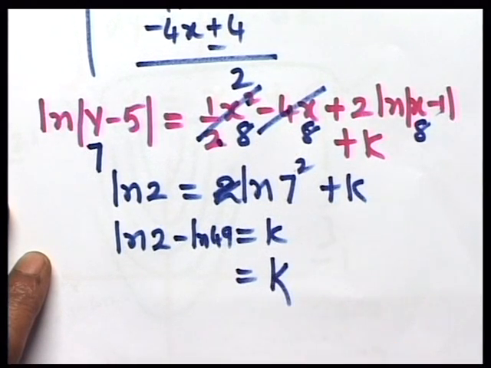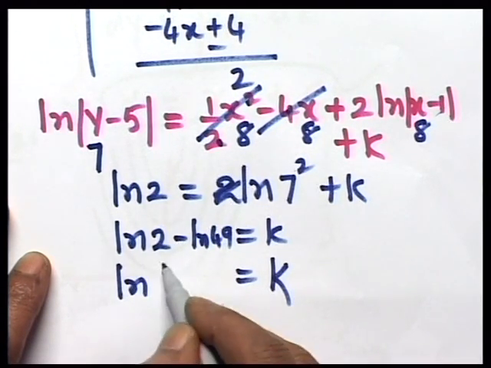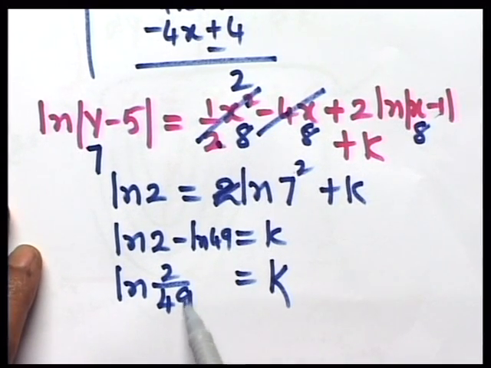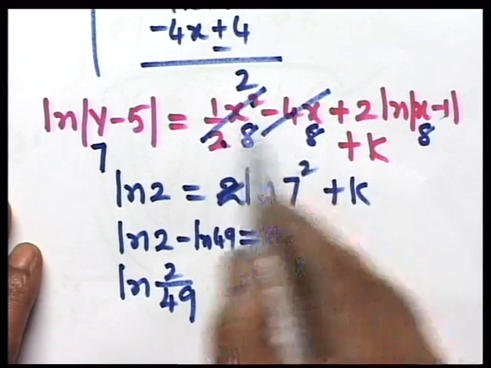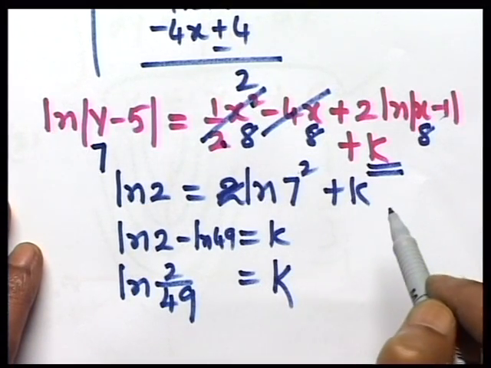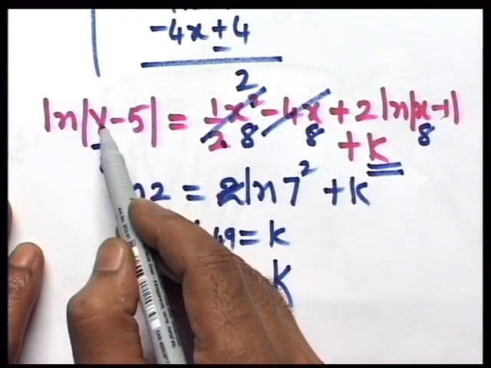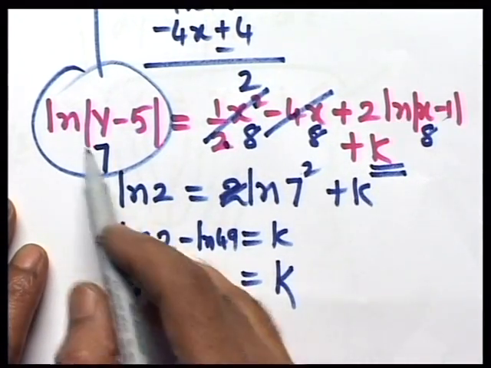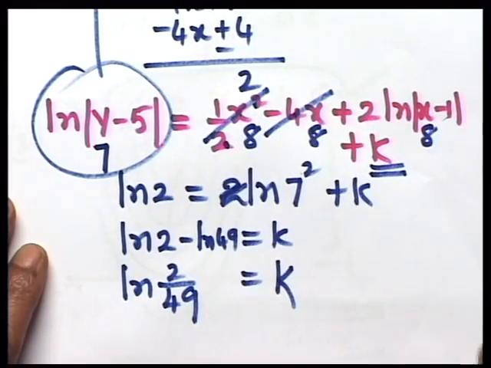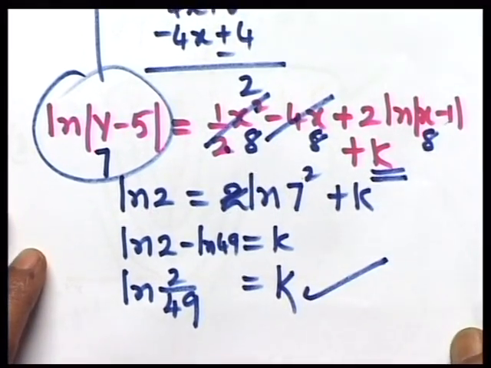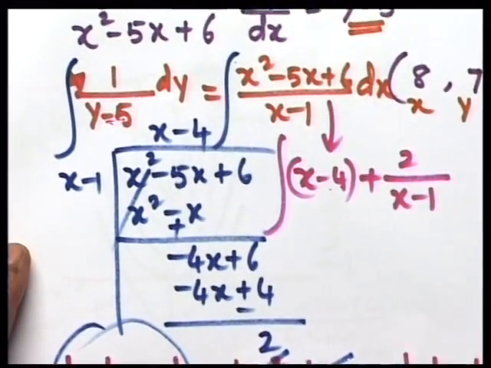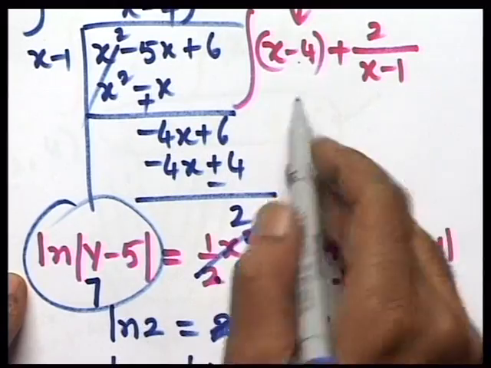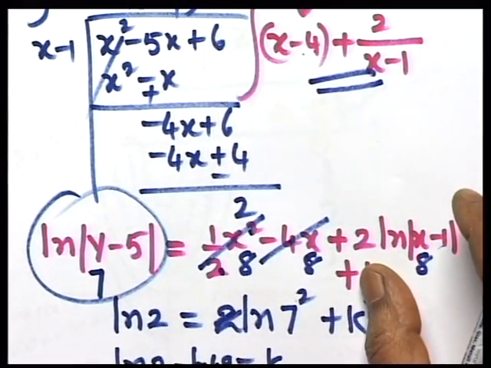So k is now natural log 2 out of 49, right? Once we know that it is 2 out of 49, we can substitute back into the question. No need to make y the subject, just leave it as ln y minus 5, okay? Or the whole thing now becomes e to the power. All right, so that's one model, one of the exam questions there. We used partial fractions. Just be careful there how to integrate.